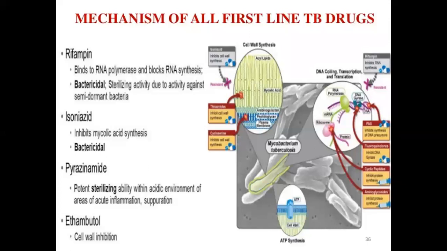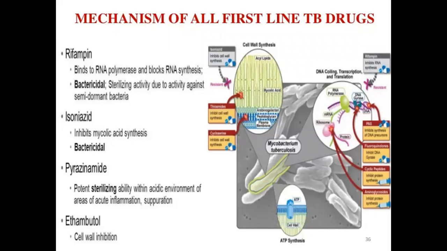Then these are the first line drugs: rifampin, isoniazid, pyrazinamide, and ethambutol. So you have to write the mechanism of action, only one line. This is enough for the 5 marks. So now you understand what you have to write for that question.